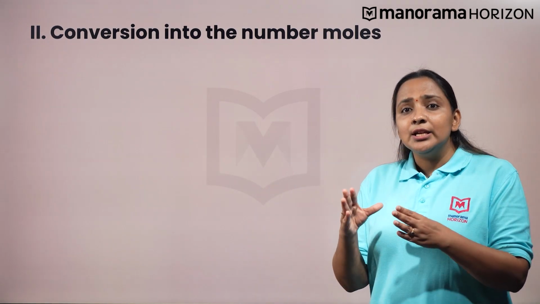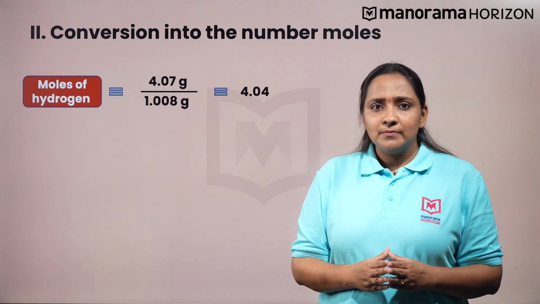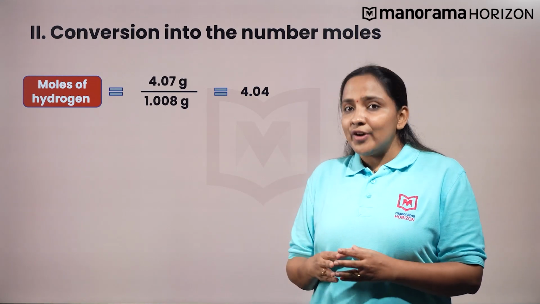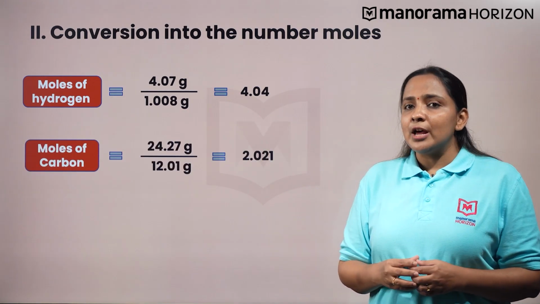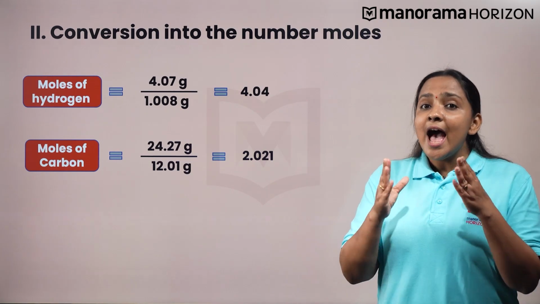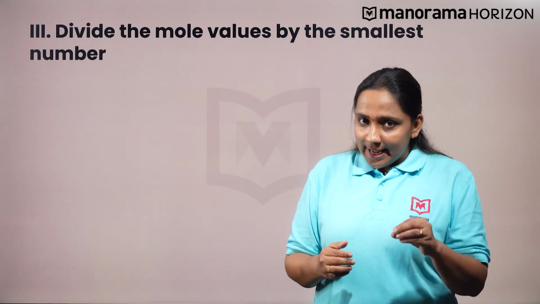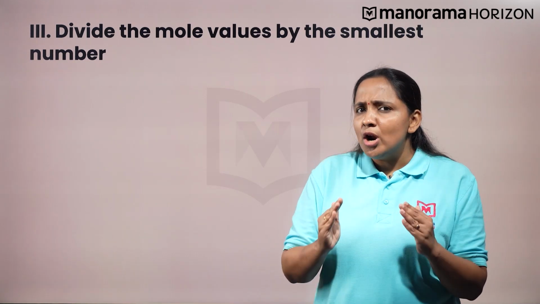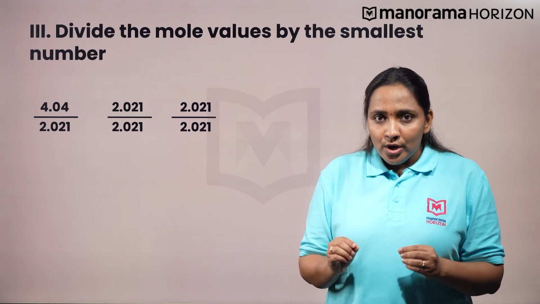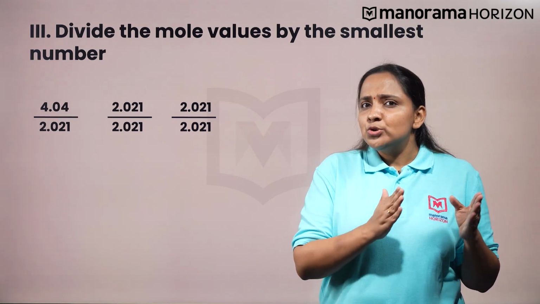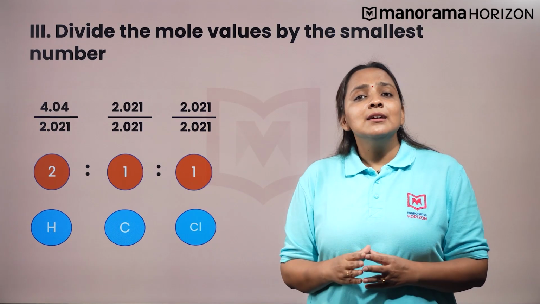To convert the given masses into the number of moles, we have to divide the given masses by the respective atomic mass. For obtaining moles of hydrogen, the given mass of hydrogen will be divided by the atomic mass of hydrogen. For moles of carbon, the given mass of carbon will be divided by atomic mass of carbon. And for moles of chlorine, the given mass of chlorine will be divided by atomic mass of chlorine. Next, divide the obtained mole values by the smallest number among the mole values. In this case, the smallest number is 2.021. So, division of each mole value by 2.021 gives the ratio 2:1:1 for hydrogen, carbon and chlorine.